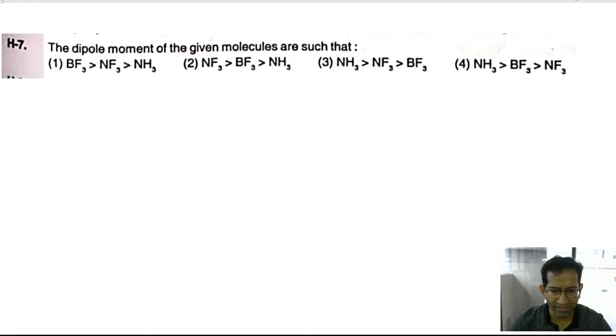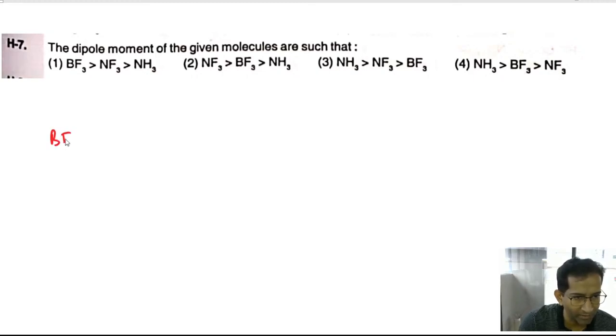हेलो स्टूडेंट्स, आज की क्लास में हम रिमेनिंग डाउट सॉल्व करने जा रहे हैं। तो द फर्स्ट डाउट वी आर गोइंग टू टेक इज dipole moment of the given molecules are such that, so we have three examples. Let's take BF3.